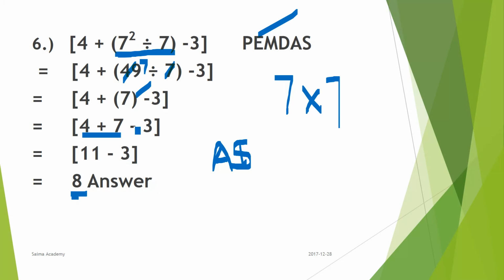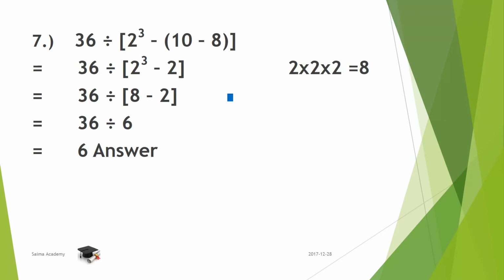But if we do 7 minus 3, 4, then 4 plus 4, 8. So the answer will be the same. Right? In this question, this is a very important thing, that it means you have 7 two times.